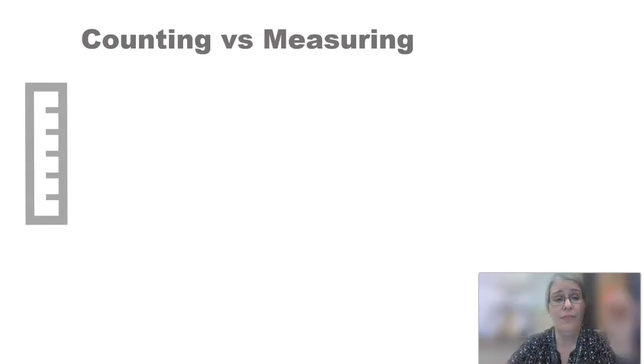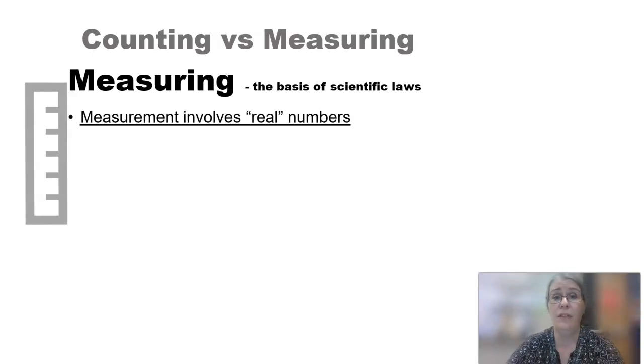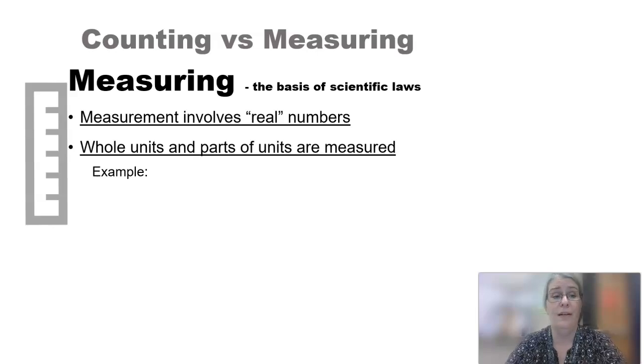Measuring, on the other hand, is fundamentally different. Measuring is so important because it's one of the biggest things we do in science. It's really the basis of all of our scientific laws. And measuring is going to involve the whole set of real numbers. That means we'll have whole units and parts of units. And how accurately we can state something depends on how much we know about it.